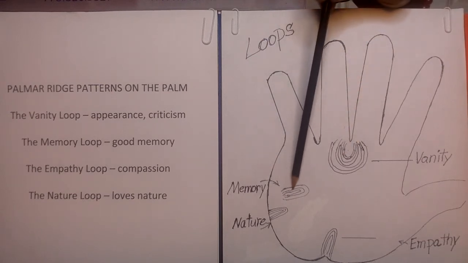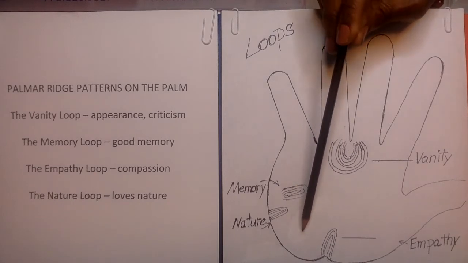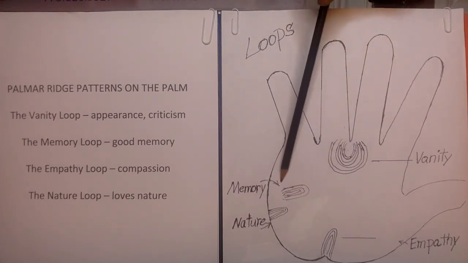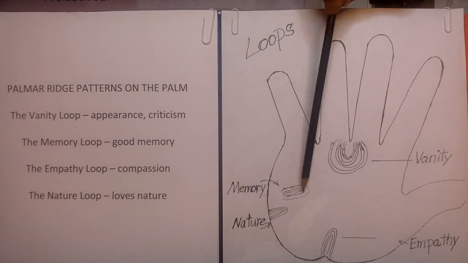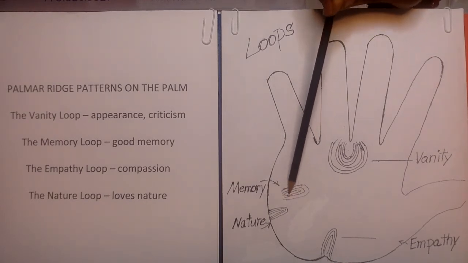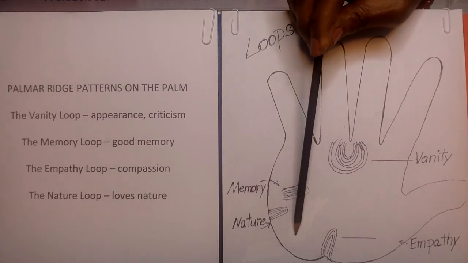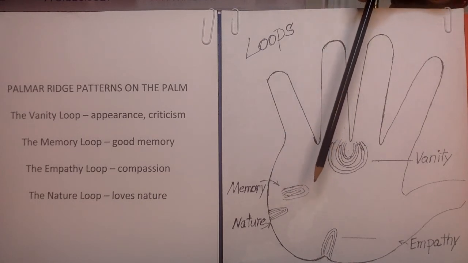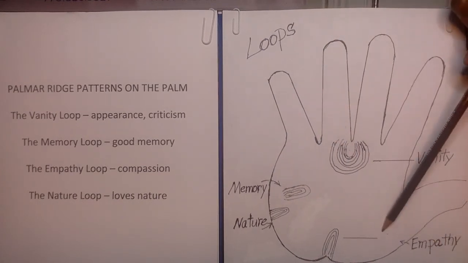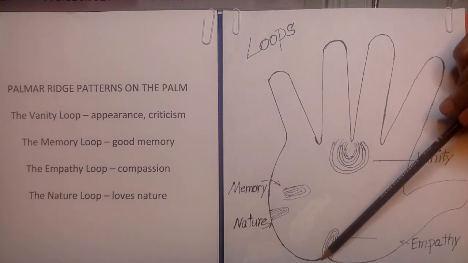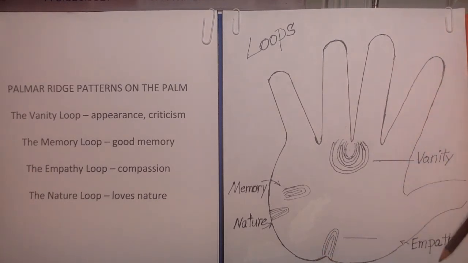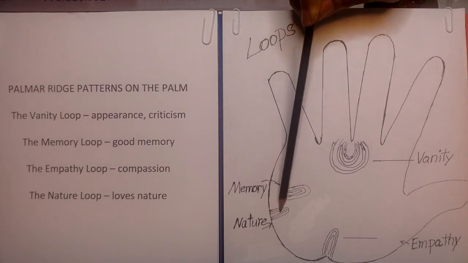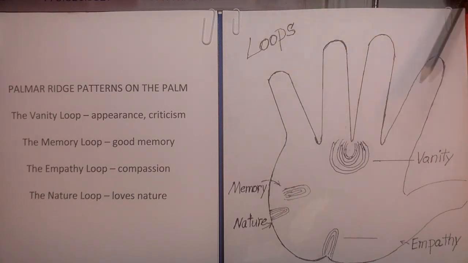Here's the memory loop. Now it's here, but sometimes it can be lower in the lunar area. This area is the luna or the moon area. Okay? But it's here now. So it's either upper, or it could be in the middle, or it could be here. Okay? All right? And let's take a look at the next one. And this is empathy. Coming up from the wrist. That's empathy. And finally, nature. Okay? All right, let's discuss this one first.